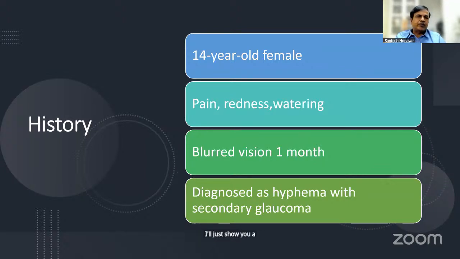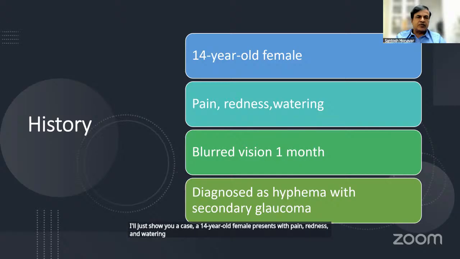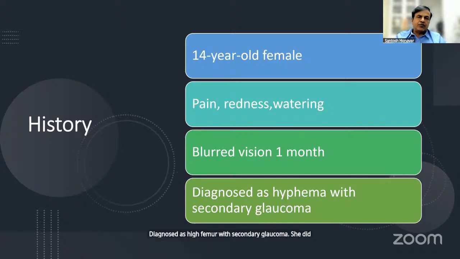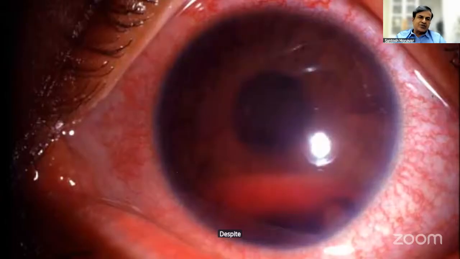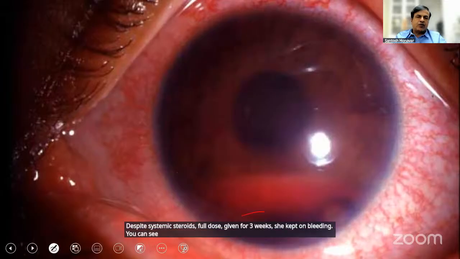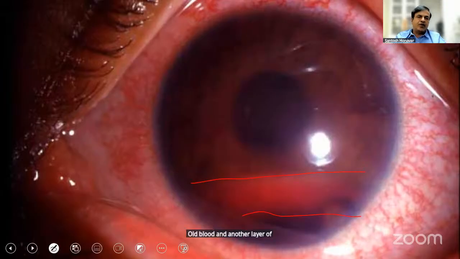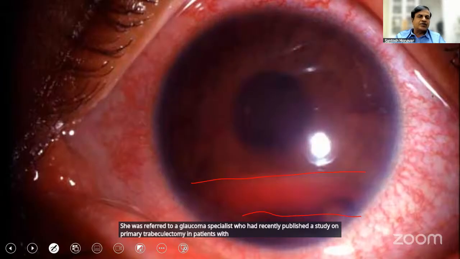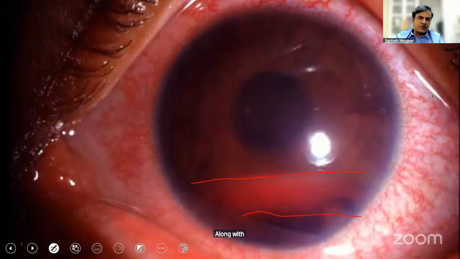A 14-year-old female presents with pain, redness, watering, and blurred vision for a month, diagnosed as hyphema with secondary glaucoma. She did complain of trauma to the eye while playing, so the hyphema was attributed to trauma. Despite systemic steroids, full dose given for 3 weeks, she kept on bleeding. You can see one layer of old blood and another layer of fresh blood, and the pressure was very high. She was referred to a glaucoma specialist who had recently published a study on primary trabeculectomy in patients with hyphema with secondary glaucoma, along with hyphema drainage for that particular procedure.